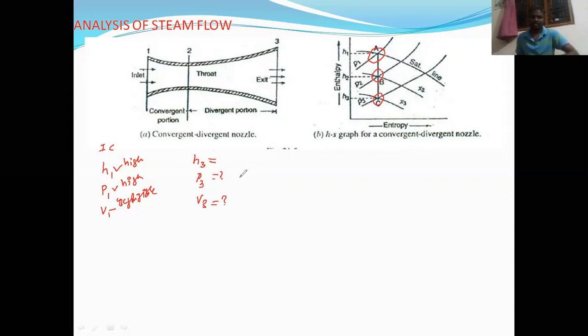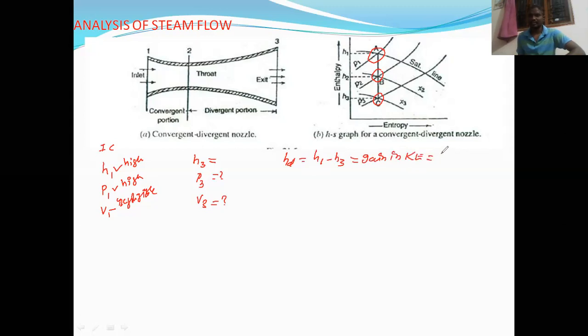Now what is happening here? Heat is dropping from H1 to H3, so the heat drop HD of this expansion will be H1 minus H3. Why? Because H1 is higher and H3 is lower than H1. So we write the heat drop as H1 minus H3. This is equal to the gain in kinetic energy, KE.